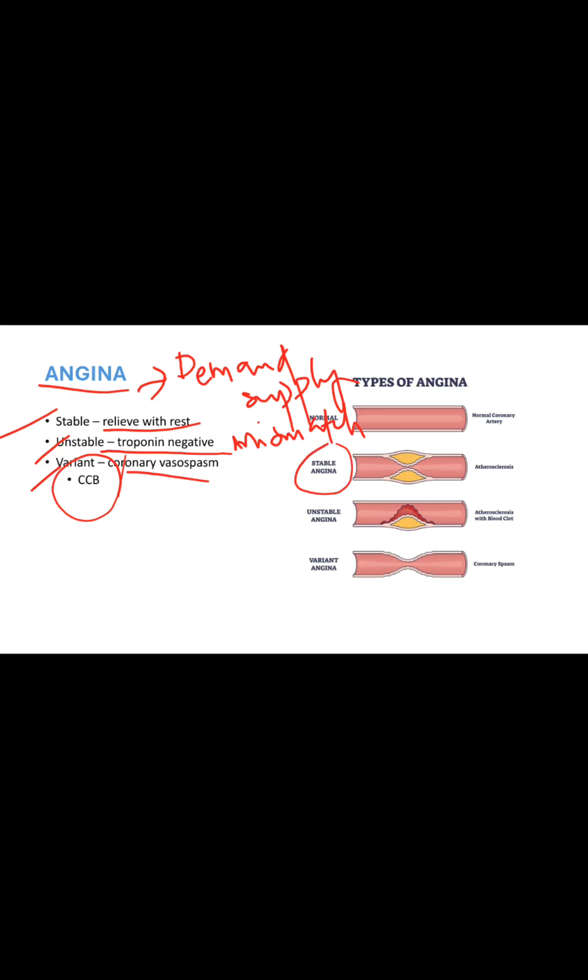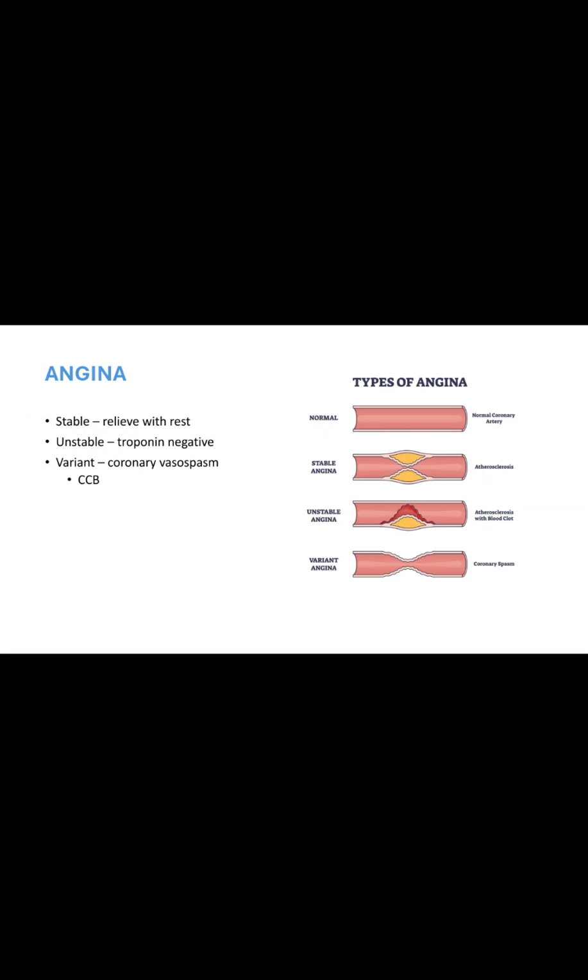So in stable angina, there is just atherosclerosis. In unstable angina, there is atherosclerosis with blood clot, but there is no complete occlusion. This is coronary vasospasm. In ST elevation MI and non-ST elevation MI, there is actual occlusion. In ST elevation MI, there is a complete infarct. That is why you have to intervene fast so as to save the heart.